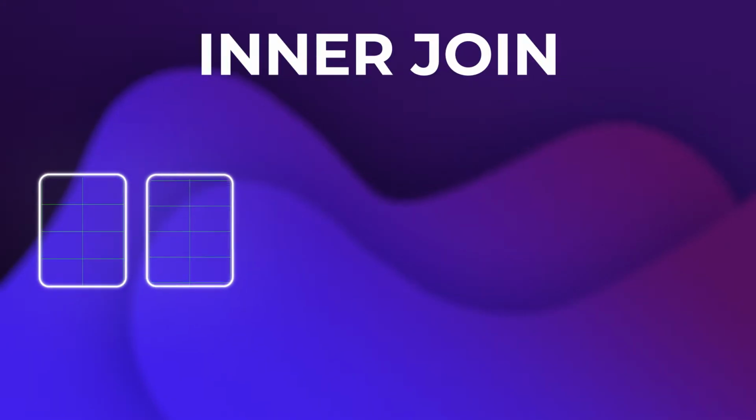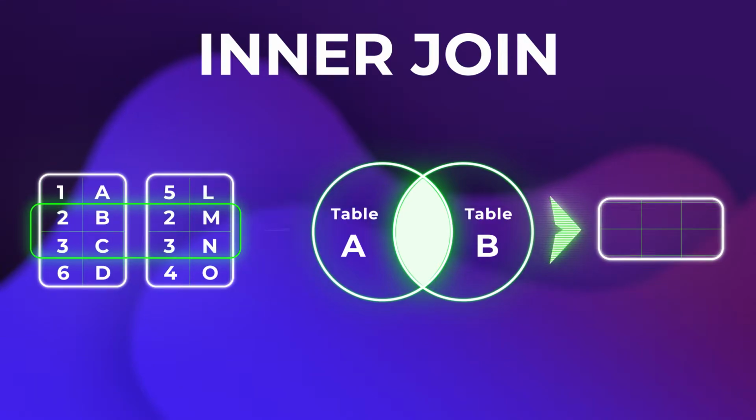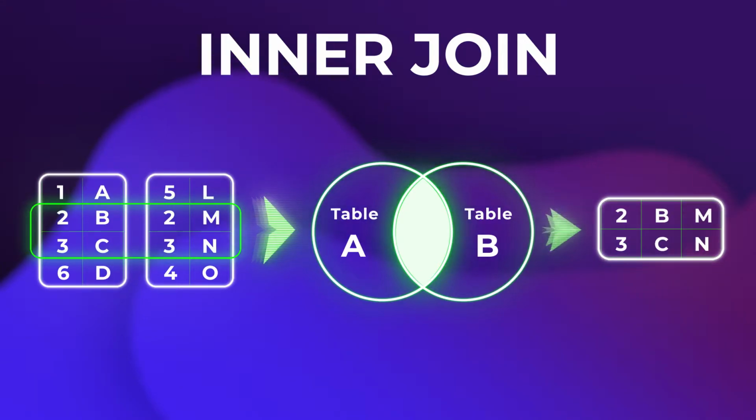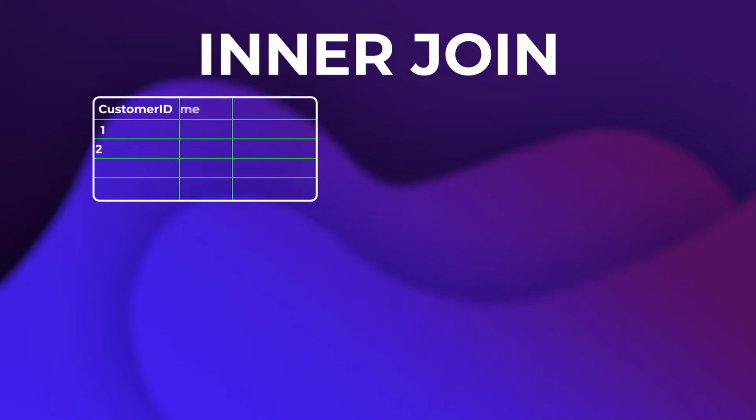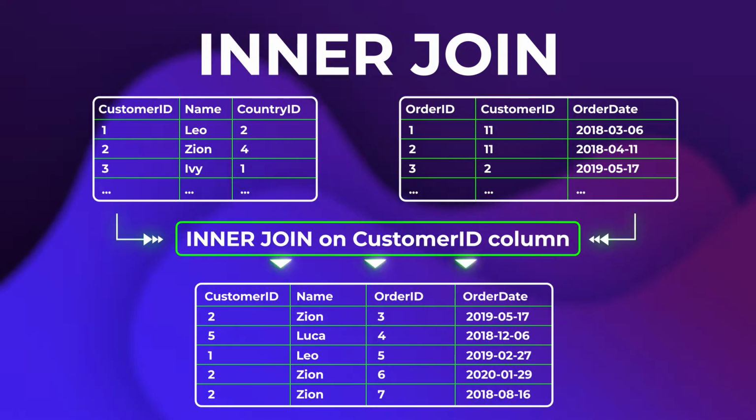Inner join combines records from two tables if there are matching values in a common field. It is used to retrieve data that appears in both tables. In other words, the inner join creates a new result table by combining column values of two tables, Table A and Table B, based on the join predicate.